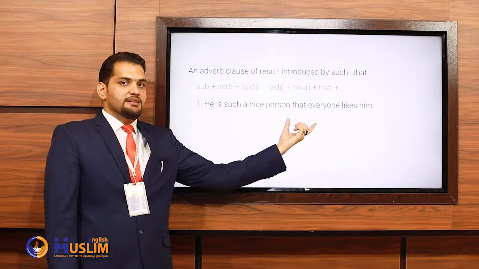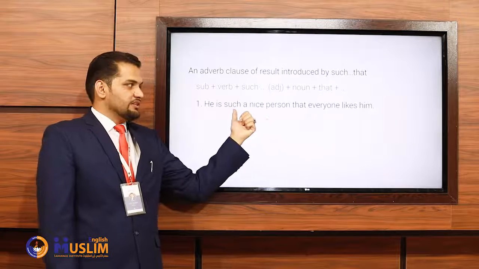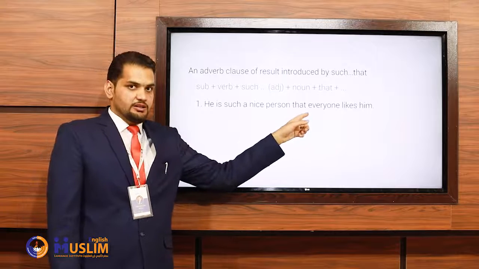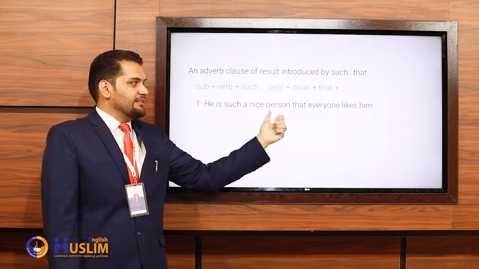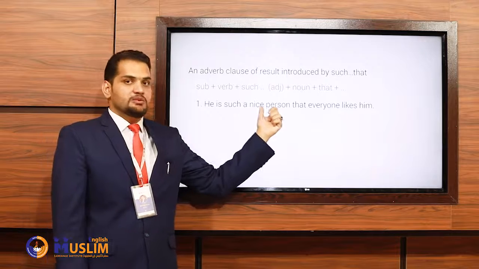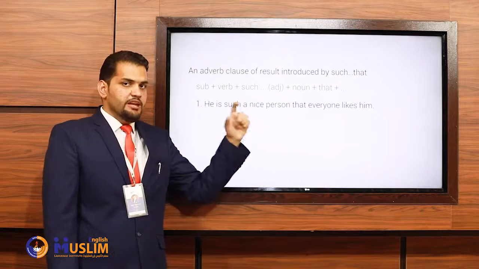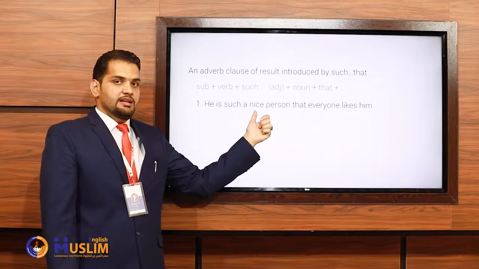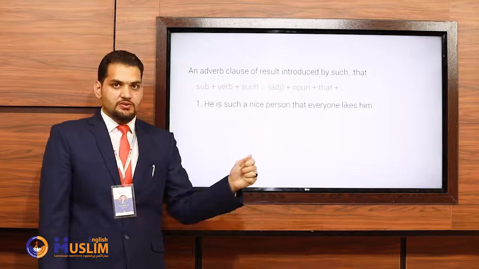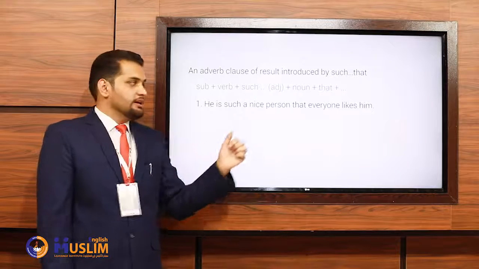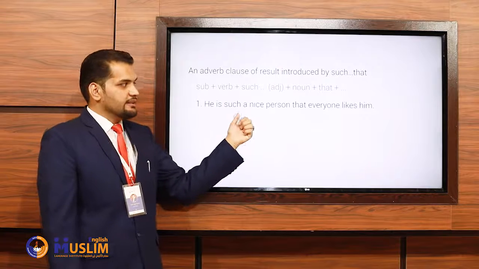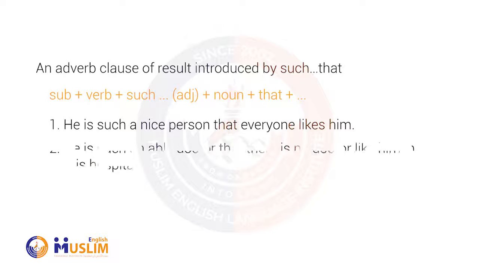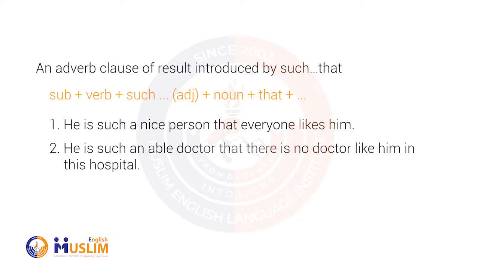That everyone likes him is the adverb clause. Such is a part of the marker. And between such and that, we use a nice person. If we only use nice here, then you do not need to use such. You have to say so. Like, he's so nice that everyone likes him. Number 2, he's such an able doctor that there is no doctor like him in this hospital.